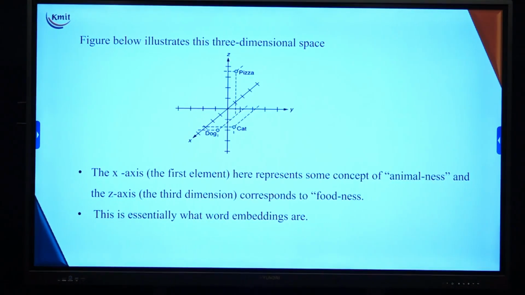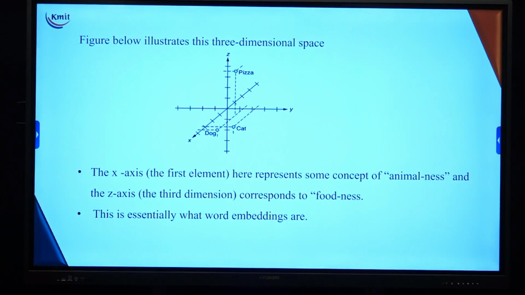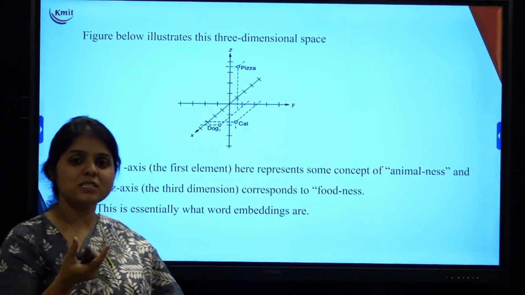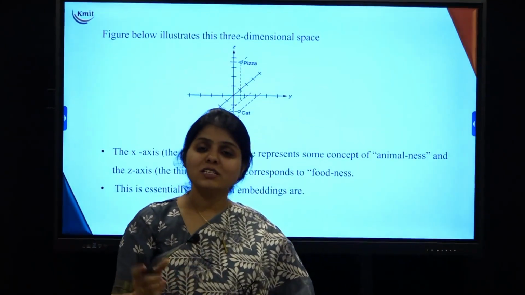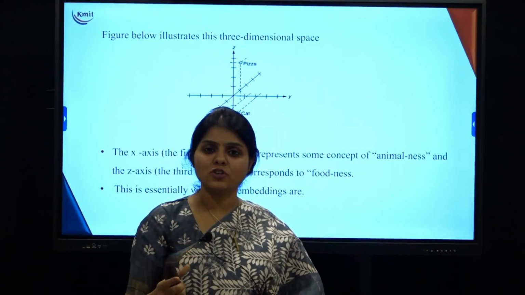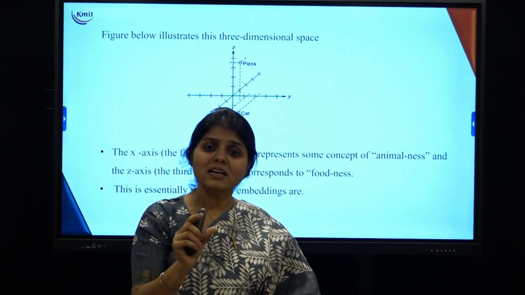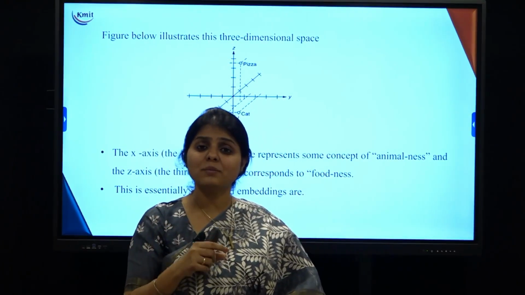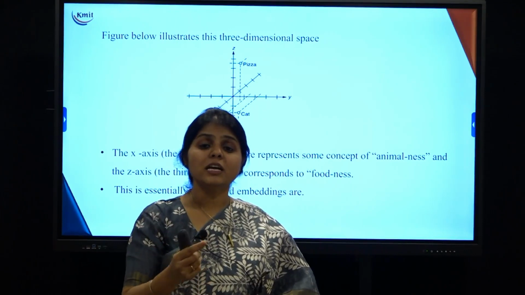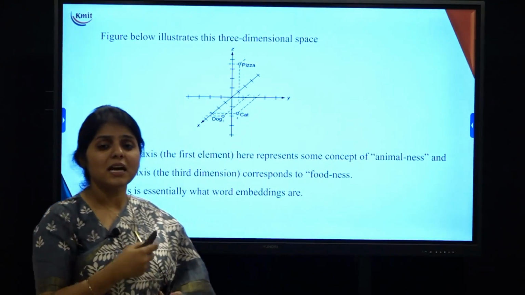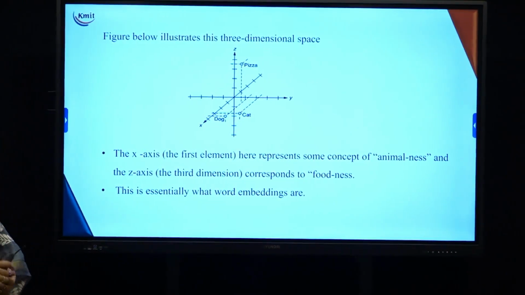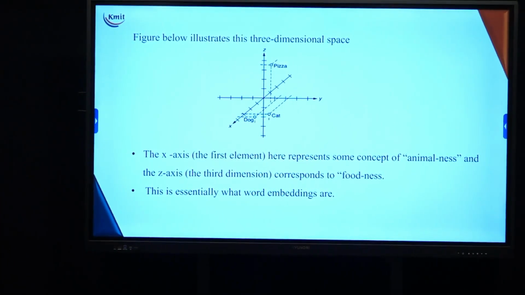The x-axis, the first element here, represents some concept of animalness, that is dog and cat, and then the z-axis, the third dimension, corresponds to foodness. This is essentially what word embeddings are. Not just a numerical representation, not just one dimension or two dimensions. In 3D space, the meaning and the relation between the words can be understood by the computer if you represent them in 3D space, and that is all about word embeddings. This is the concept behind word embeddings.